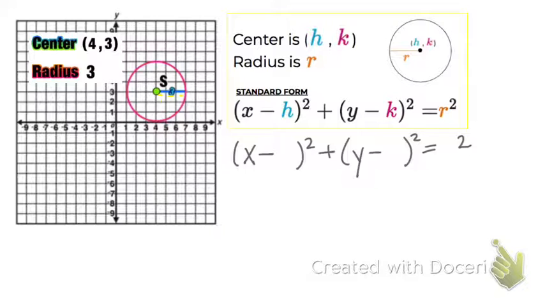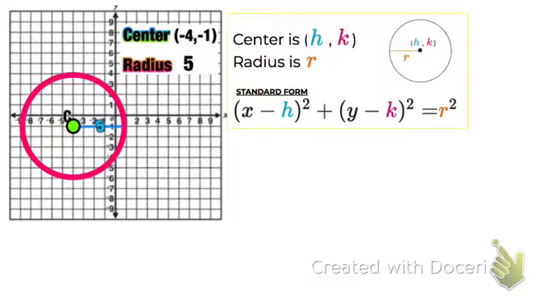So my center in this case, the x coordinate is 4, so I'm going to subtract that from x. The y coordinate is 3, so I'm going to subtract that from y. And the radius is 3 also. So that's the equation. Now let's look at one that has an x and y coordinate that are negative.